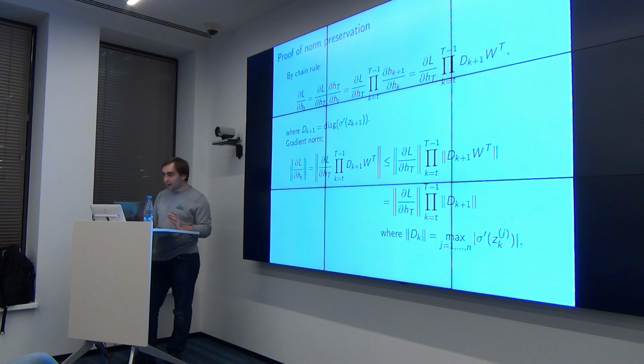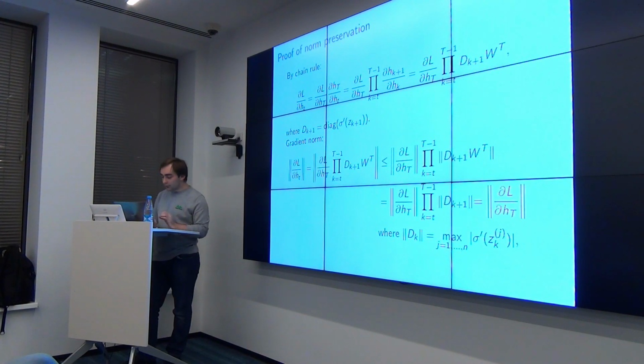And we can influence the norm of D by changing the nonlinearity. So for example, if we take ReLU, if at least some of the neurons are still active, we will have this norm equal to 1, and so our gradients will not vanish. And also they will not explode because our norm is bounded.